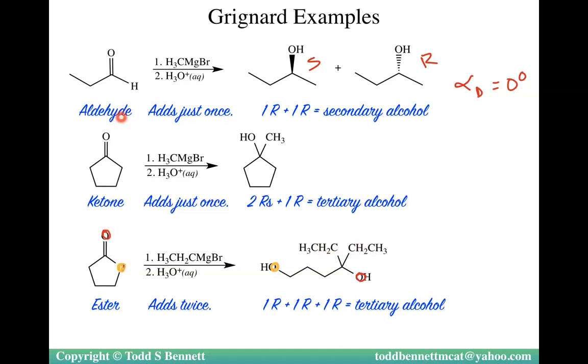So if I have no leaving group, it adds just once. If I have two, or I have a leaving group, it adds 2 times. So 1 + 1, aldehyde forms now secondary alcohol. 2 R's plus 1 more means ketones make tertiary alcohols. Esters or any compound with a leaving group will form 1 + 2 more tertiary alcohol as well. Okay, so let's see how we do.